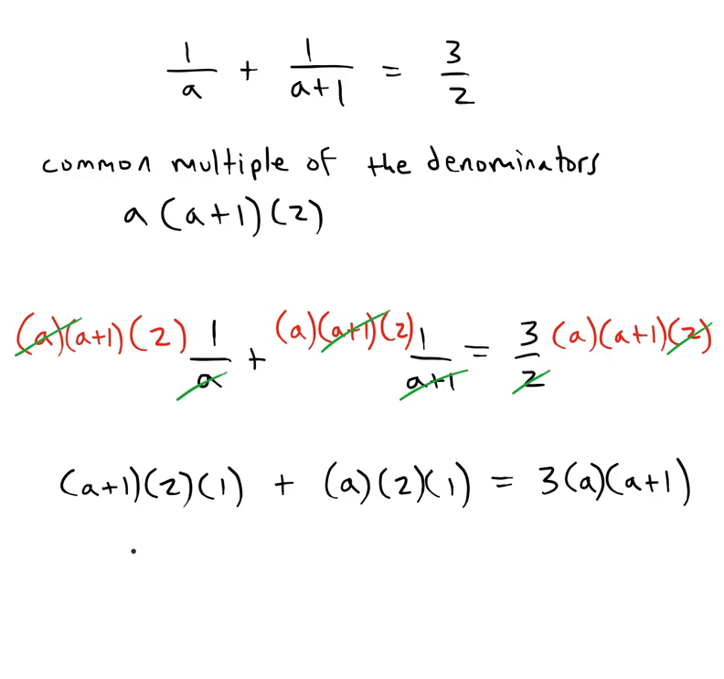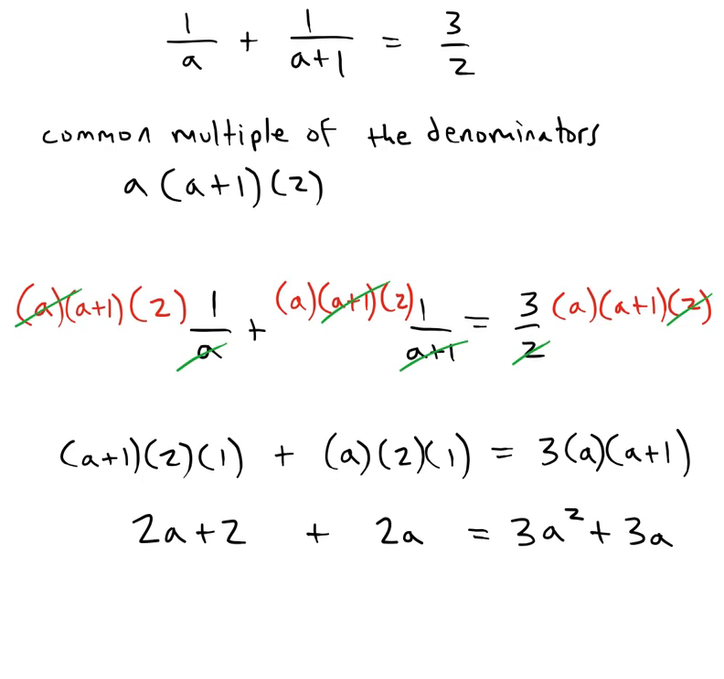We'll distribute here. 2a plus 2, 2a, 3a squared plus 3a. Alright, we'll try to group the like terms together. I see that we've got an a squared term though, and a single power of a as well. So we may have to use quadratic formula or factoring to solve this eventually.